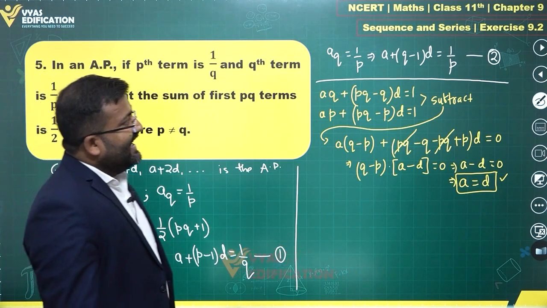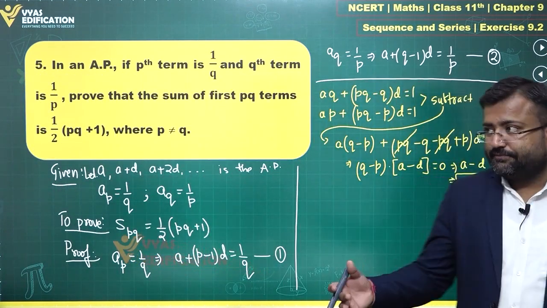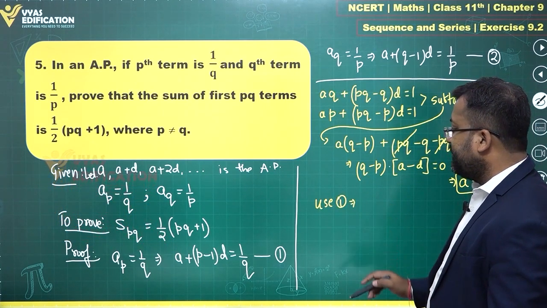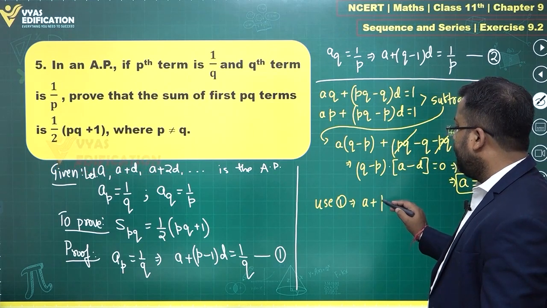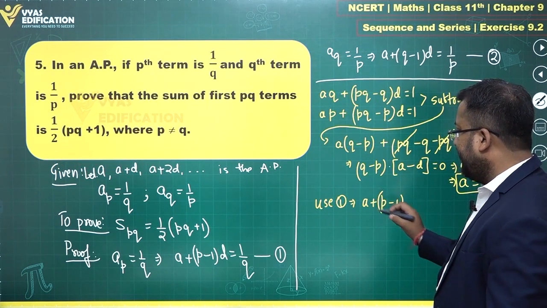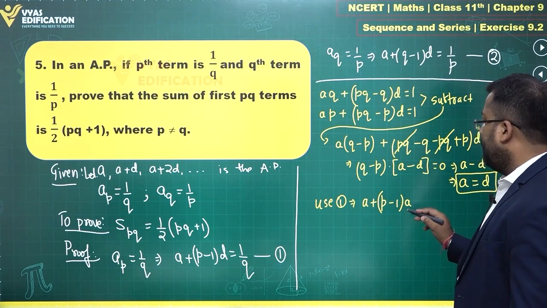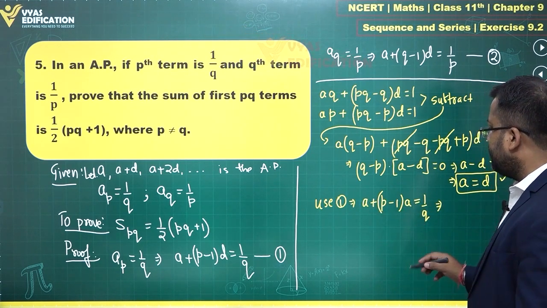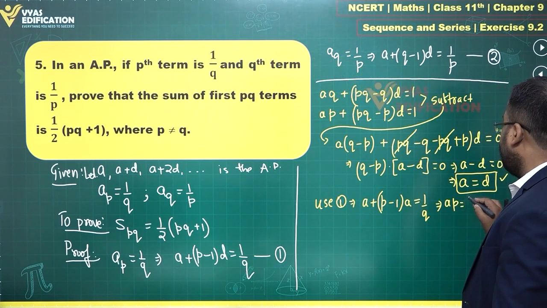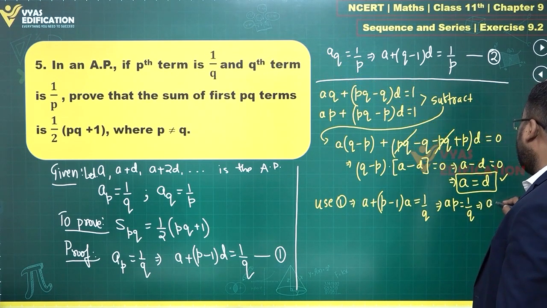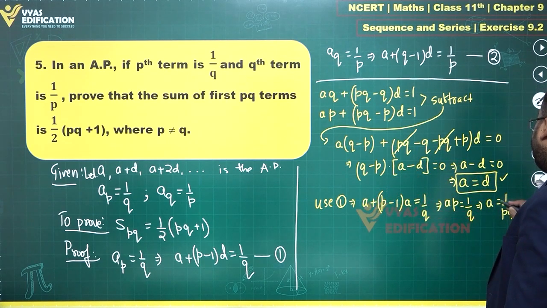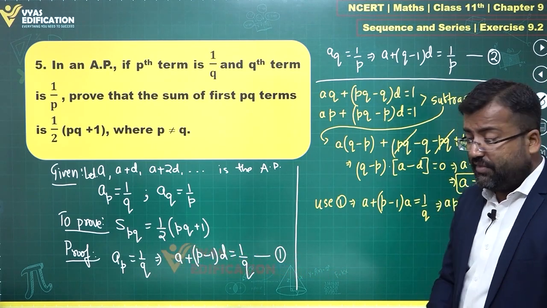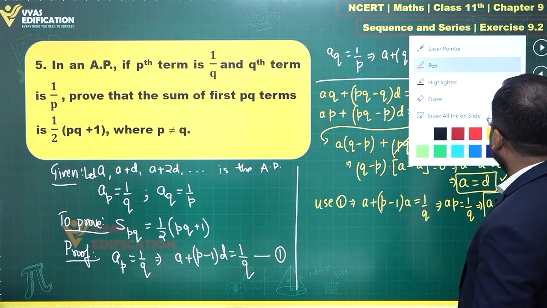Once you have noted that A equals D, you can easily use equation 1 or 2. Let's use equation 1. That gives me A plus P minus 1 times D. D can be replaced with A again. This is 1 upon Q. You can take out A common. P minus 1 plus 1 is P. So AP is equal to 1 upon Q, or A will be equal to 1 upon PQ. And D is also equal to A. Therefore, both are 1 upon PQ.